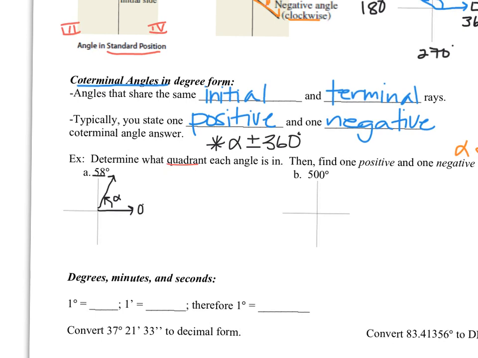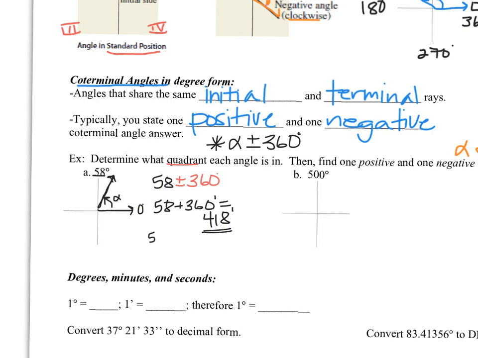All right, so if we want to come up with one positive and one negative coterminal angle, I'm going to start with my 58 degrees and then literally just add and then subtract 360 from it. If we take 58 plus 360, we're going to get an angle that's bigger than 360. We would get 418 degrees. That's an example of a positive coterminal angle. It would go around the coordinate system more than once, but it would end at that same terminal side.